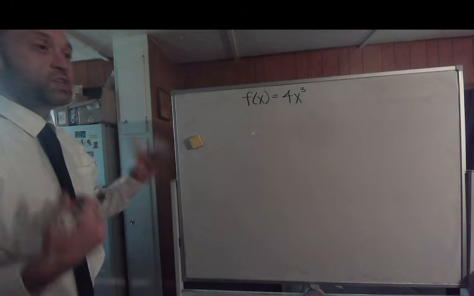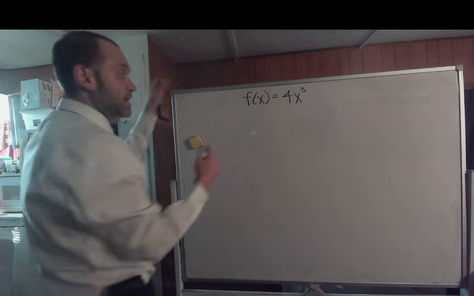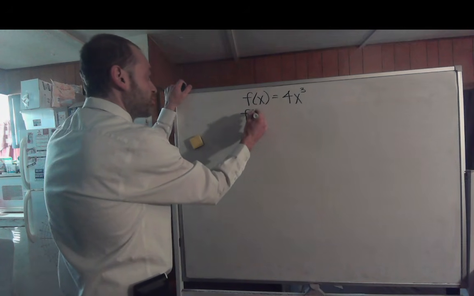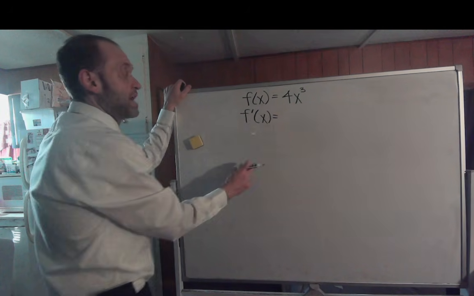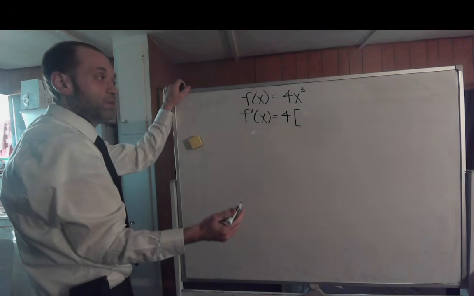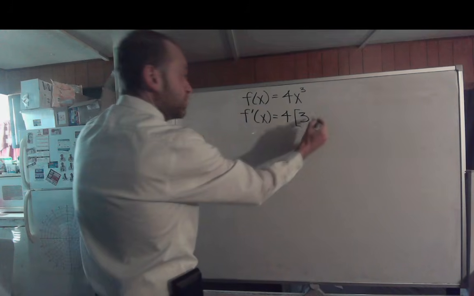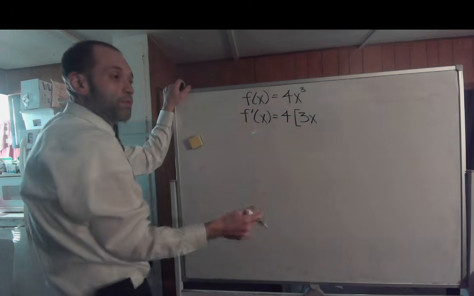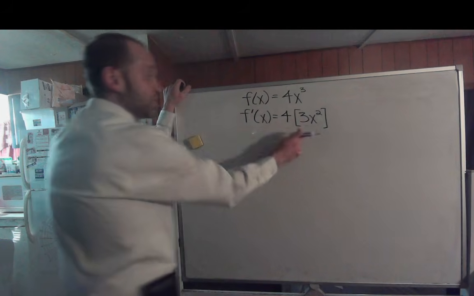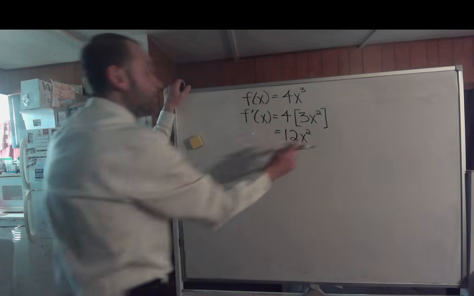So what I could do then, if I want to find f prime of x, I would end up taking f prime of x to be 4 times my derivative of x to the 3rd. Well, the derivative of x to the 3rd, I bring that 3 down front, multiply by x, and lower that power of 3 by 1 degree. Well, that would end up being x to the 2nd, and now I just multiply the result. I'll end up getting f prime of x equals 12x squared.